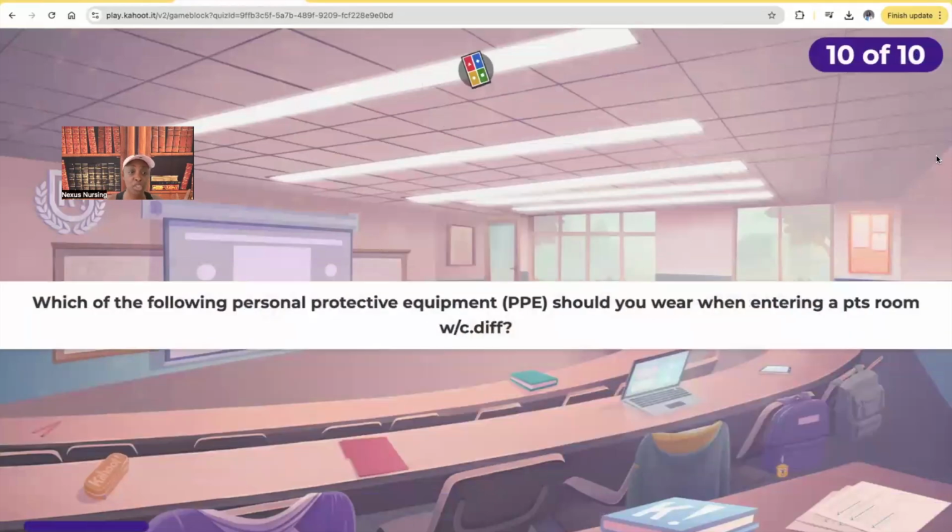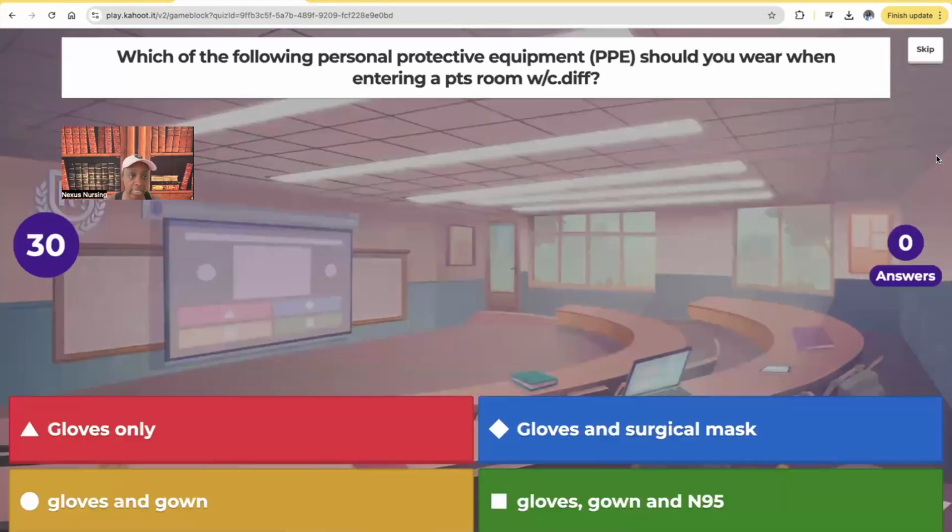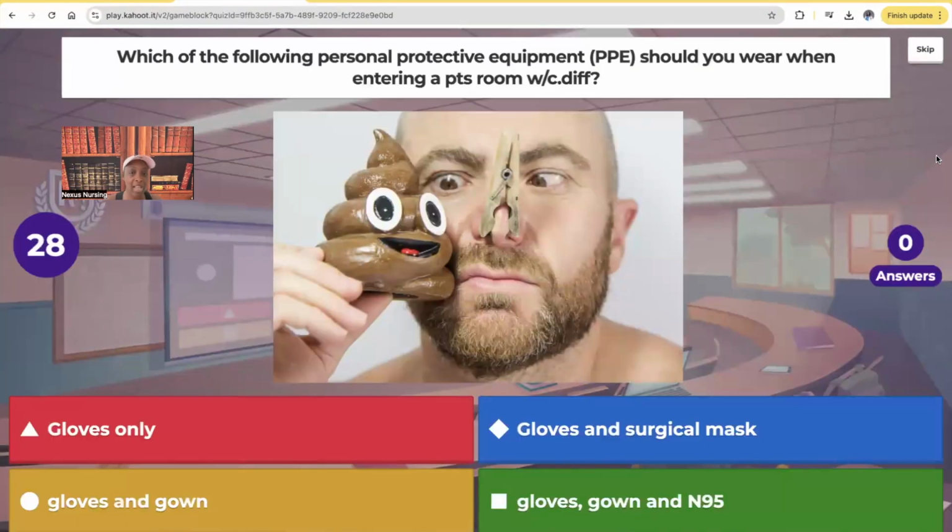Oh, wow. Last question. Which of the following PPE should you wear when you're entering a patient's room with C. diff? Gloves only, gloves and surgical mask, gloves and gown, or gloves, gown, and N95. And I put this picture on here because, my goodness, once you have smelled C. diff, you'll always recognize that smell. It's very distinctive.